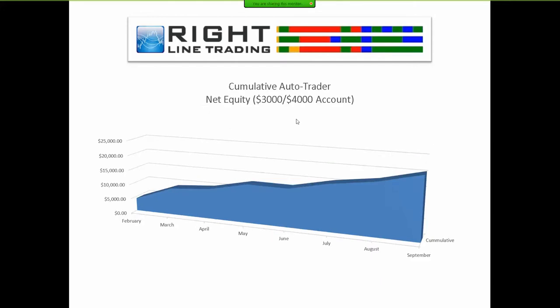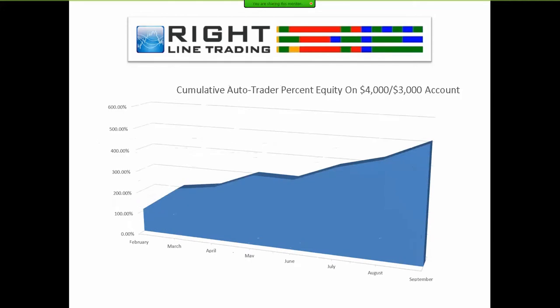Now we have an auto trader. For a while, it traded 3 contracts, then now it's up to 4. It's up to about $20,000. On a percent basis, that's up 500%.